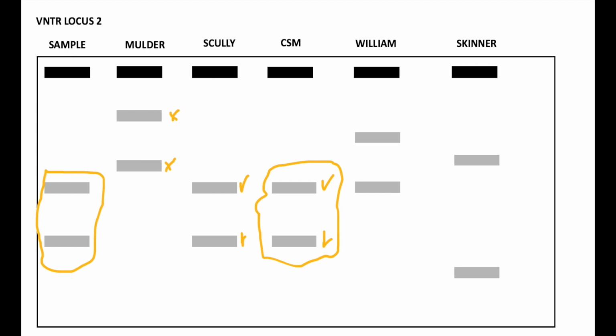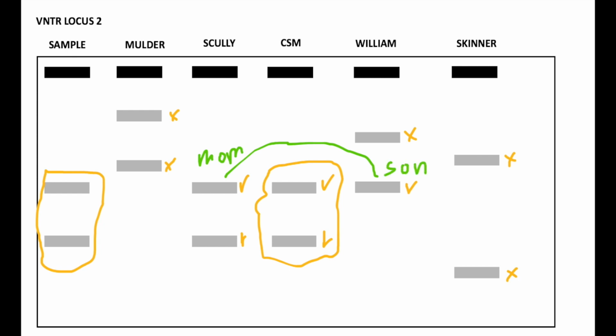The cigarette-smoking man is again a perfect match for the crime scene sample. William is not a match for the crime scene sample, but again, he's already been ruled out because he was not a match at the other locus. Skinner, who was a suspect, can now be ruled out because he is not a match at this locus. Again, we can see that William inherited one of his VNTR alleles from Dana Scully, his mom.